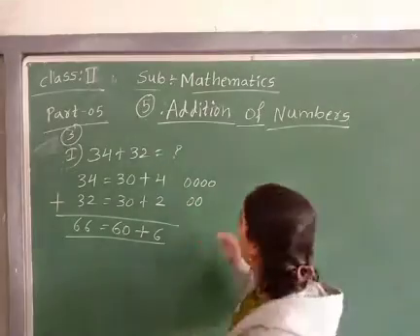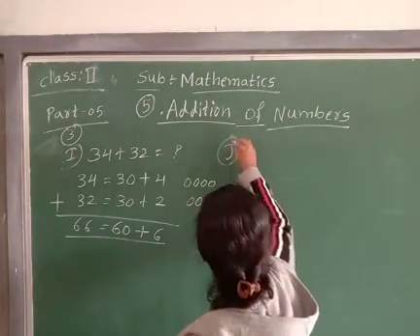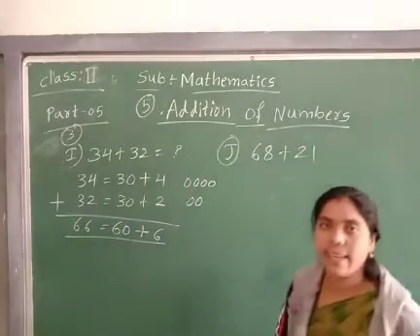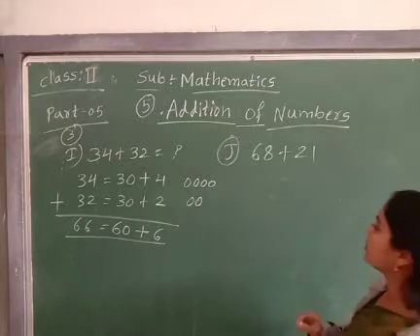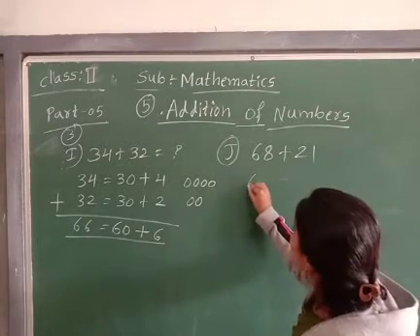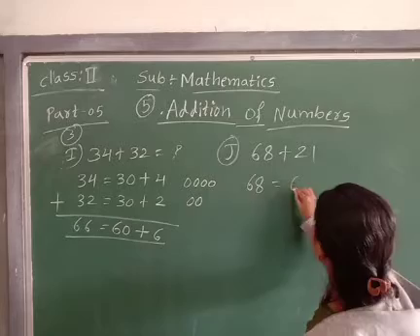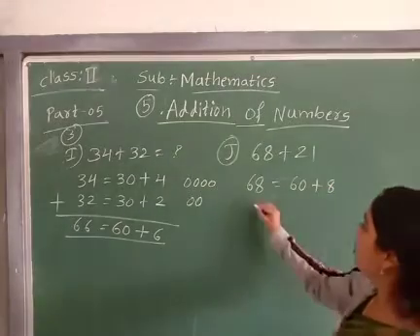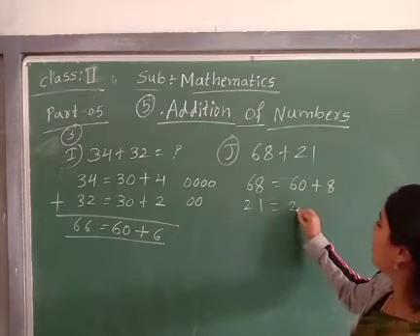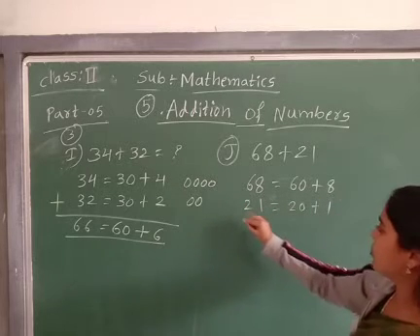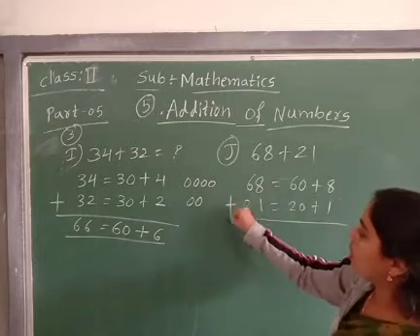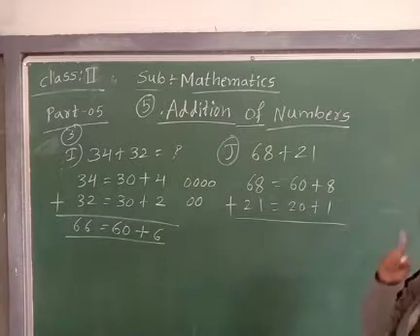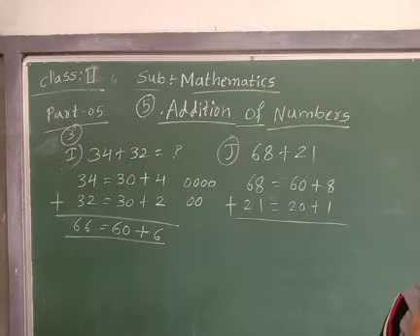68 plus 21. Next question. 68 plus 21. Here 68 means 60 plus 8. 21 means 20 plus 1. So here we do addition. See here, 8 plus 1. Keep 8 in your mind, add 1. 9.